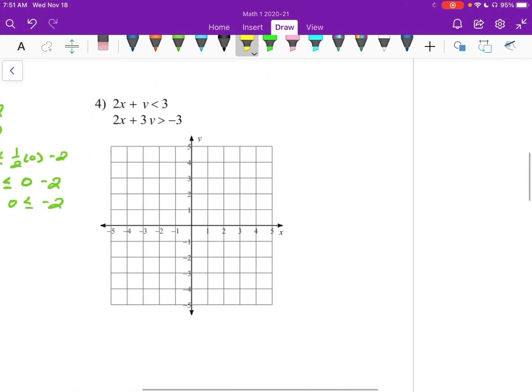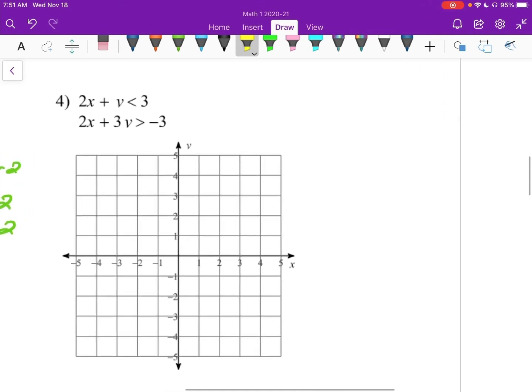All right, number 4. I'll draw in my y's. This top one here, I'm going to subtract 2x to the other side. So I'm going to have y is less than negative 2x plus 3. Now that's ready to graph. I have an intercept at 3 and the slope of negative 2.